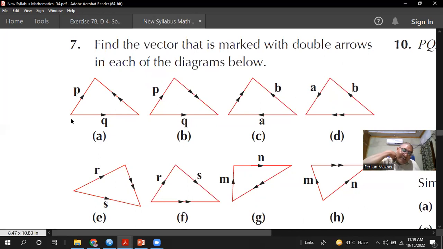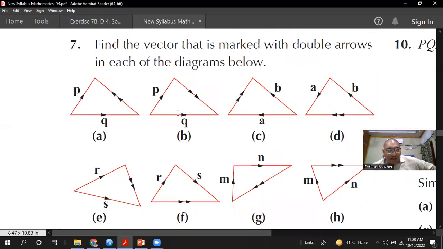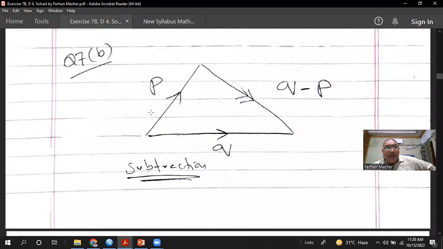Then we look at the resultant, in which direction have you put the arrows? Your arrows are towards the P, the head of the P. So this resultant will represent P minus Q. Okay, go to the next one. Again, here you can see these two vectors P and Q, their tails are joined and the triangle is completed. That represents a subtraction. If you put two vectors such that their tails are joined together, and the triangle is completed, that means it's a subtraction.